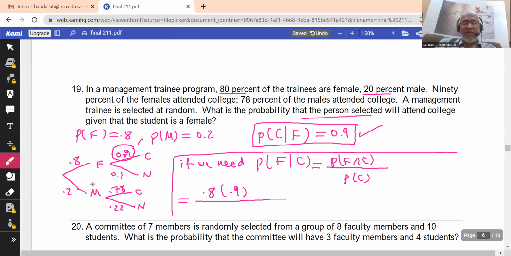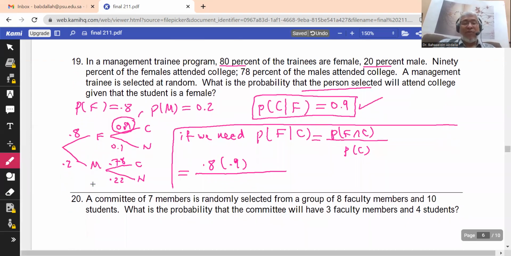And then probability of C, you can find it also from the tree diagram here. This is C. So either C comes from this 0.8 times 0.9 or from here, 0.2 times 0.78. So here we are using Bayes formula, but the question was about C given F. So that's the correct answer, just 0.9.